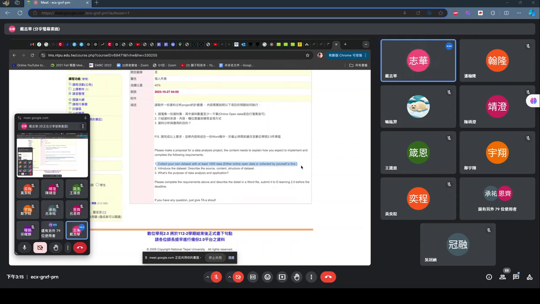That is all fine. Anyway, at least your data set should be with at least 10,000 data records. I'm sorry, I first said 1,000, but it should be 10,000. This was a wrong number. And then you need to introduce your data set in the proposal: where it comes from, how many attributes it has, and the semantics of each attribute.